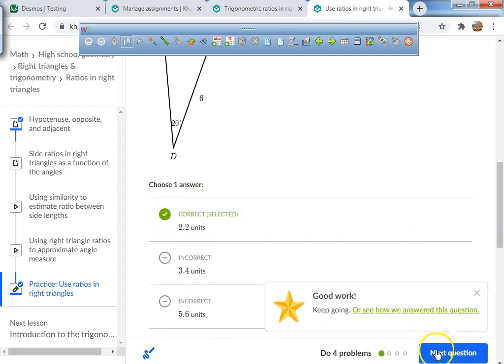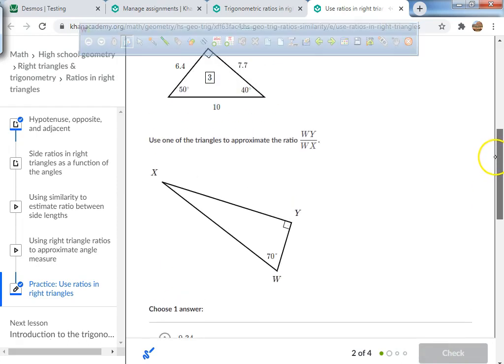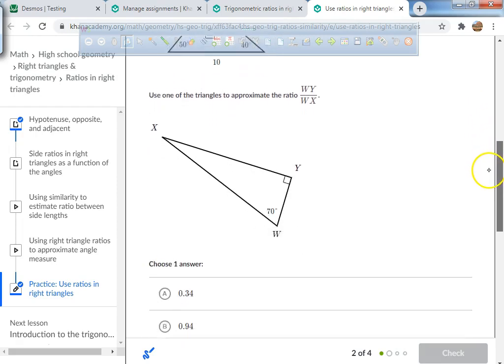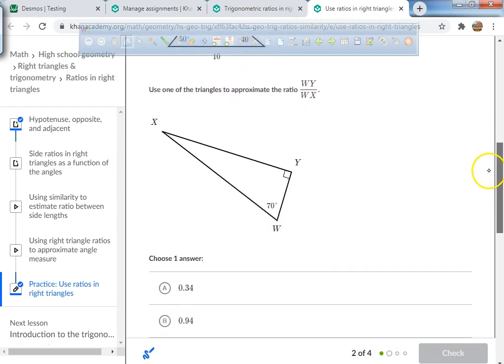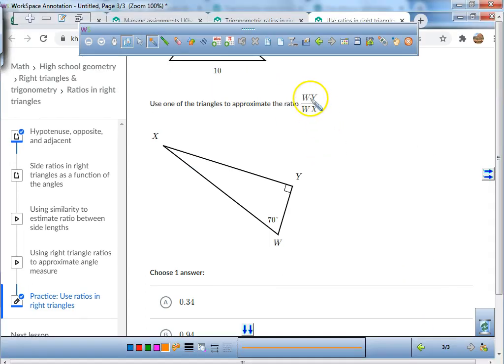All right, let's look at the next one. Ooh, we got another right triangle. All right. So it says use the ratio, yada, yada, yada. I'm just going to say forget you ratios. I'm just going to find what would be my comparison from WY over WX. Well, what is WY? WY is this side. Okay? All right? And WX is this side right here.